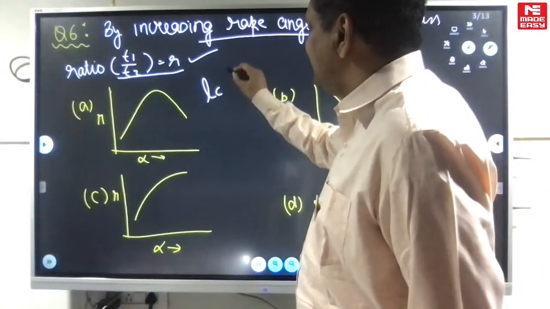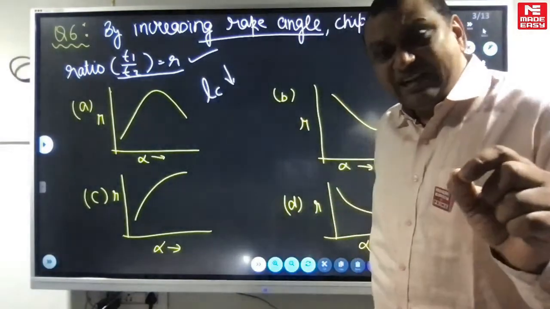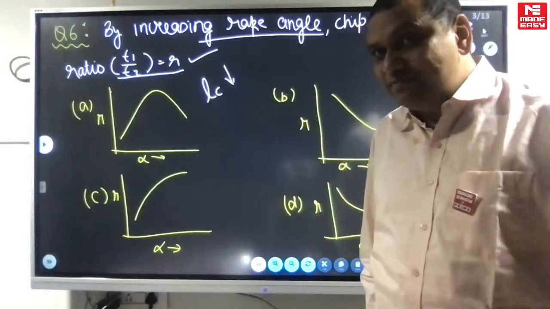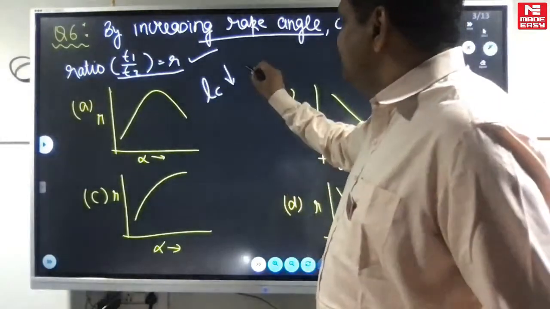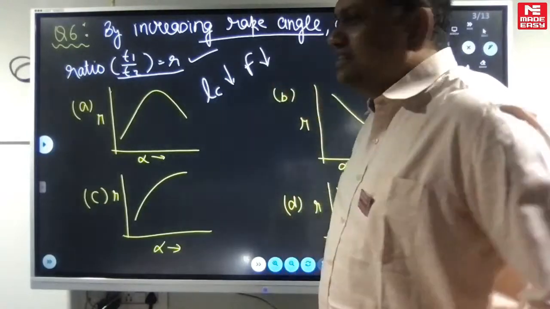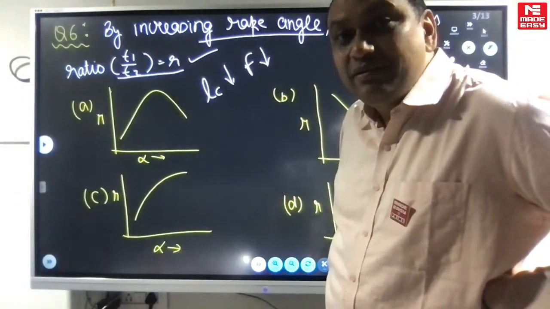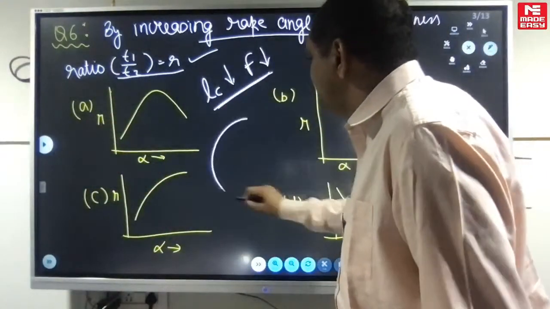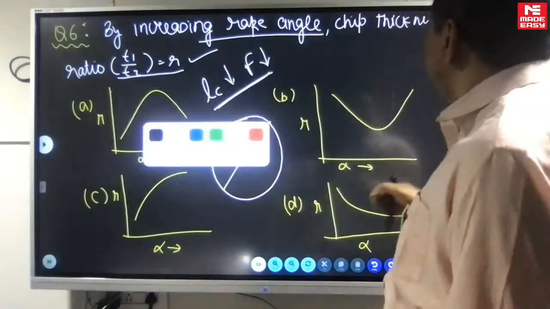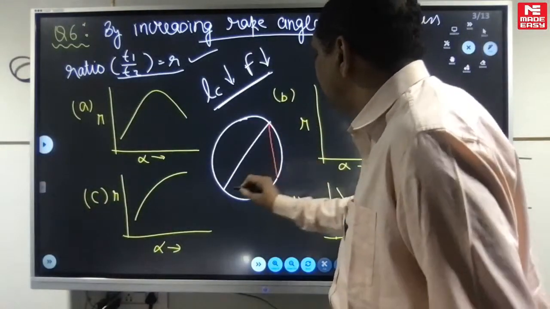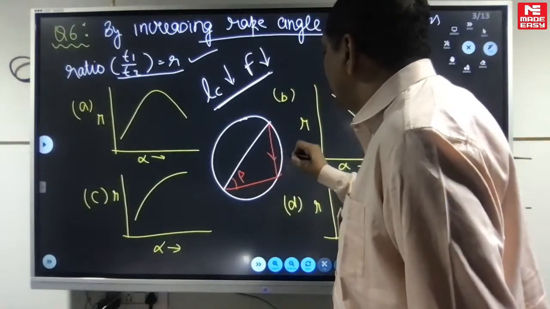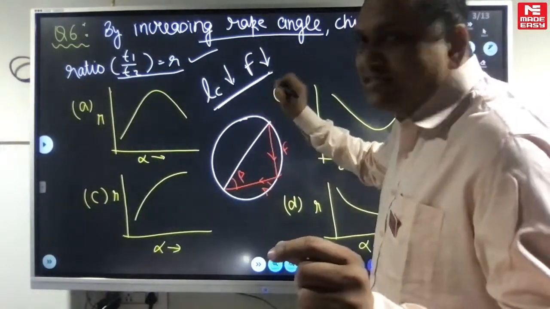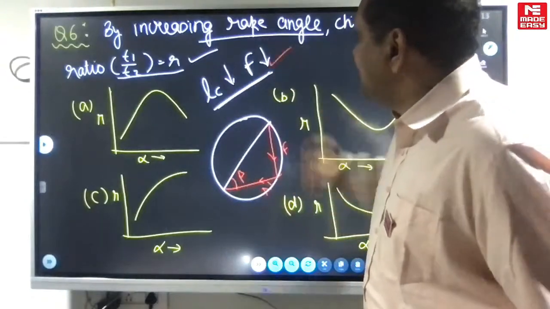Rake angle increases, the contact length between the chip and the rake face will go down. This leads to a smaller drag, correct? We have seen Merchant's hypothesis. Drag, if you see the Merchant circle, beta, F, N. Decrease in Lc by Merchant's theory will decrease F.